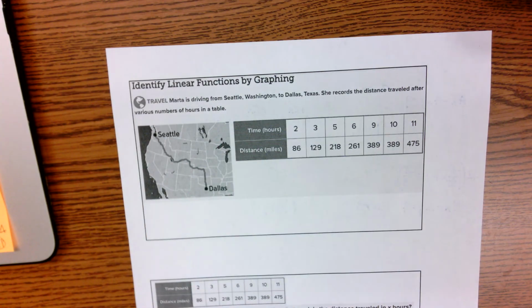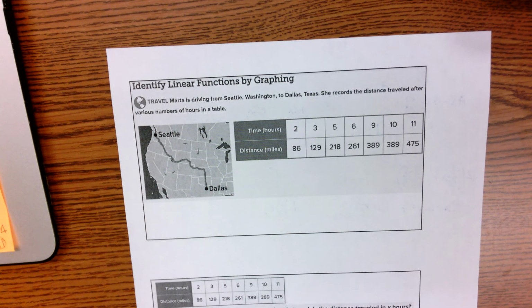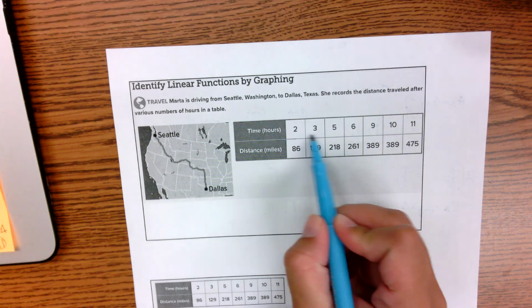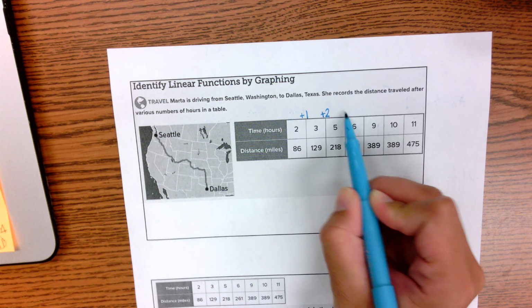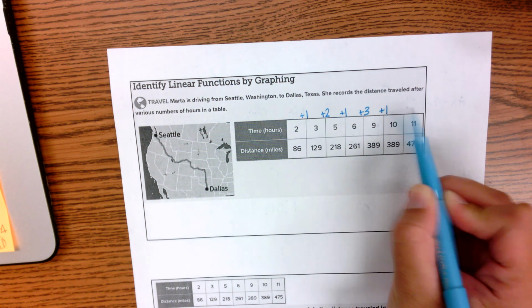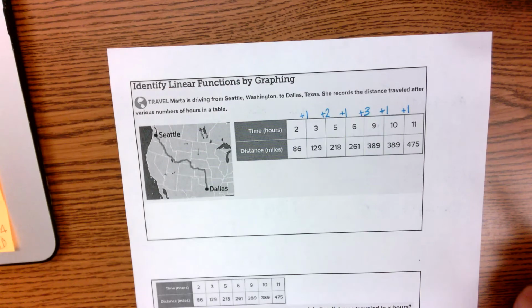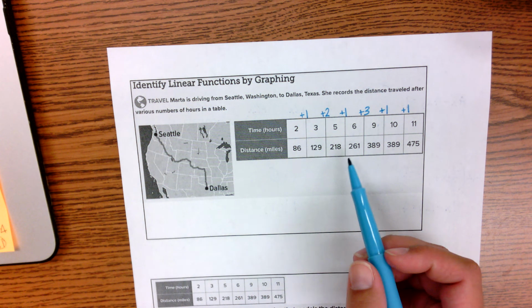Here we have a word problem. It's basically the same thing. We're going to kind of focus in on the table. It's just that the table tells us some information about a scenario. So again, we're looking at our x's. Here we go up 1. Here we go up 2. Here we go up 1. Here we go up 3. Then 1 and 1. So we have lots of options of things that we can compare, but setting it up that way is going to help.